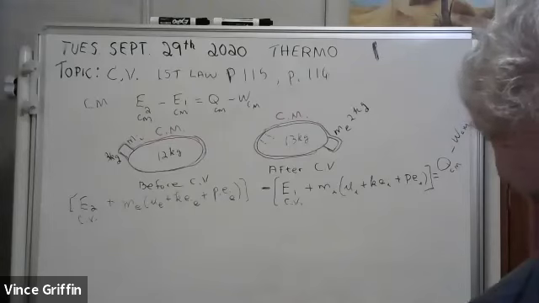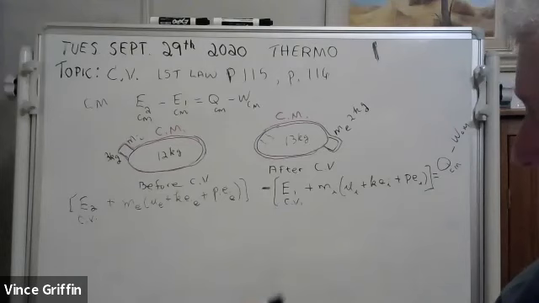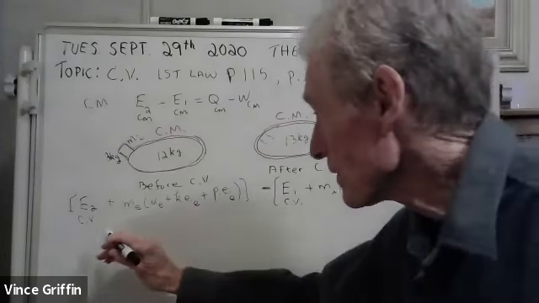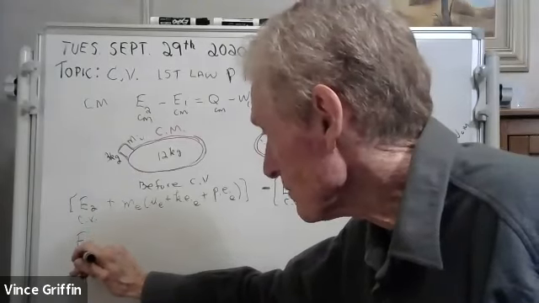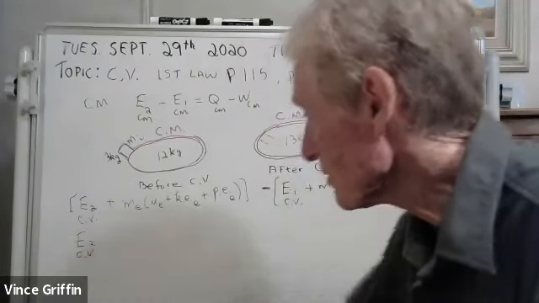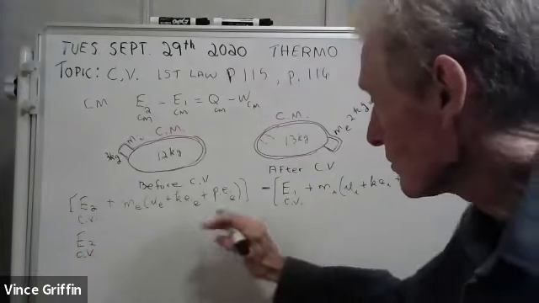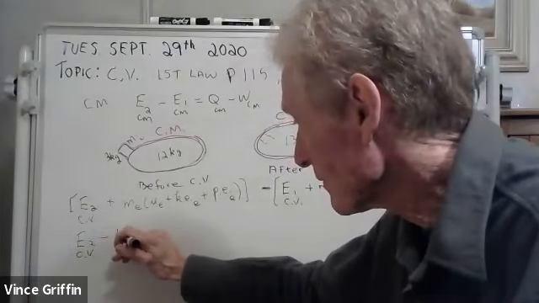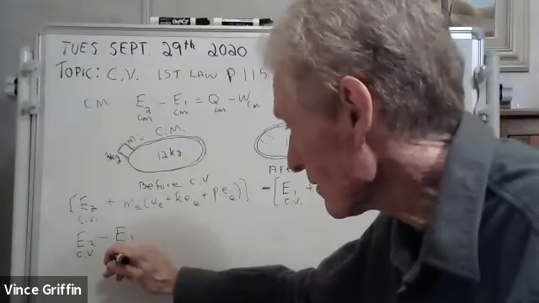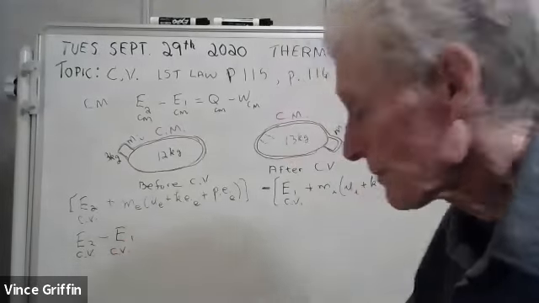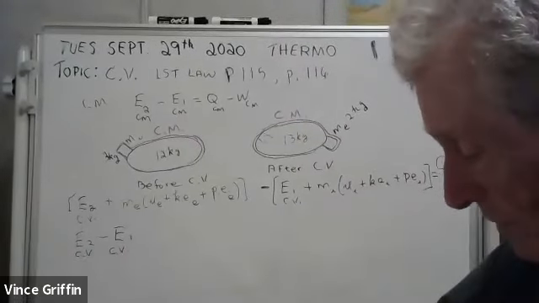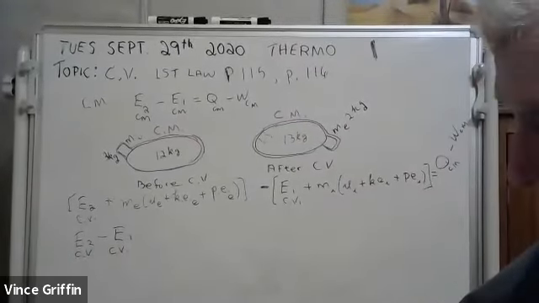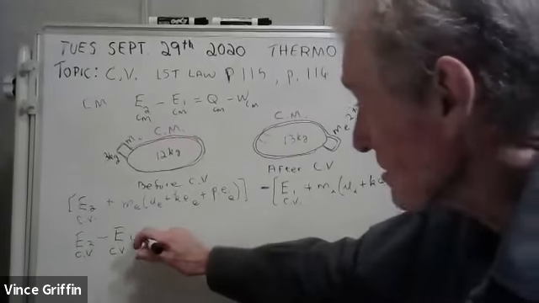Okay, now what we're going to do is we made it that far. We're going to do some algebra. We're going to take this E2, the final total energy of your control volume, and we're going to subtract E1, the initial total energy in your control volume. And then we're going to put all the rest of the stuff on the right side of the equation. That's legal.